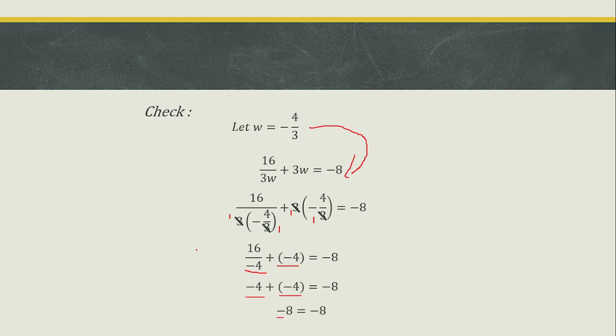So, it will be negative 8. So, negative 8 is equal to negative 8. So, we are now 100% sure or accurate that the root of the quadratic equation, or the given equation, w equals negative 4 thirds, is the right answer.